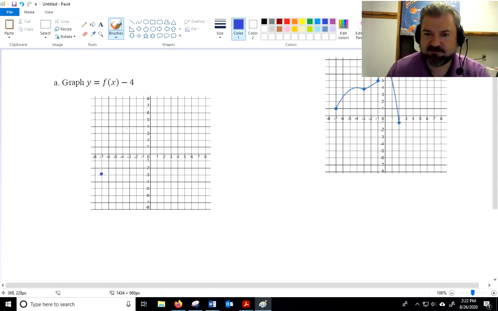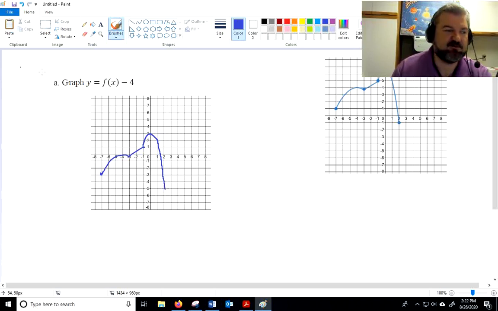So this point here at -3, just a hair short of 4, is going to go down to just a hair below 0. So it becomes something kind of like that. And then -1 used to go to 5. It's going to go to 1 now. 0 used to go up to 7. It's going to go to 3 now. And while 2 used to go to -1, 2 is now going to go to -5 all the way down here.